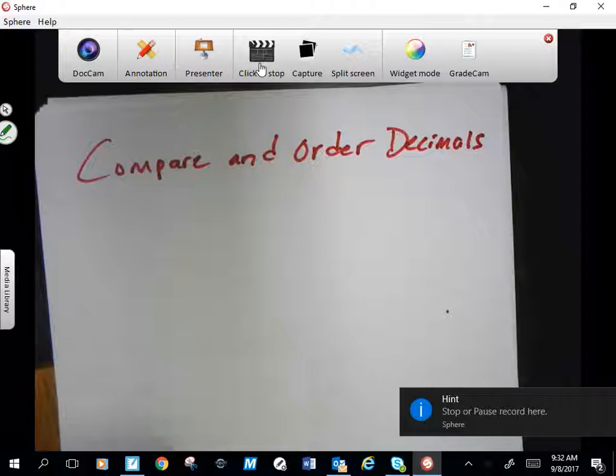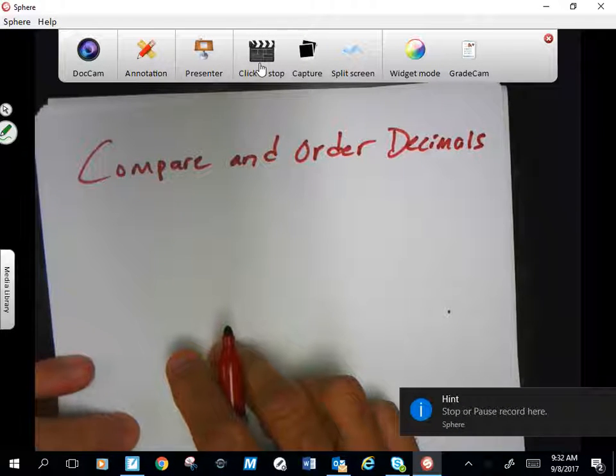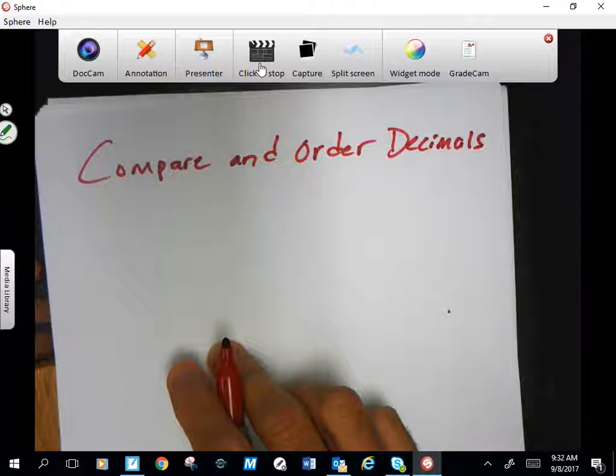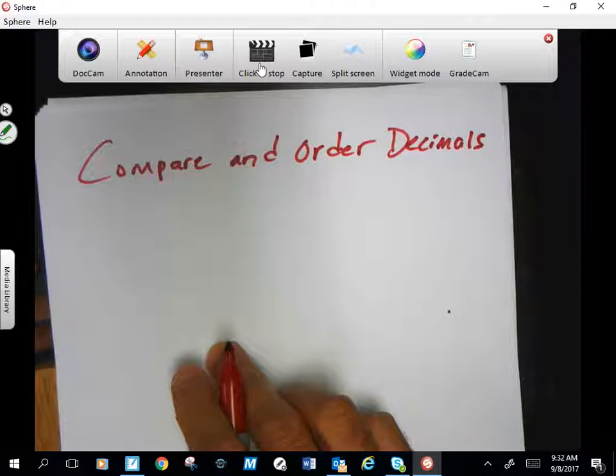Alright, so today we're looking at comparing and ordering decimals. We know that we need to know how to recognize our place value position when comparing and ordering decimals.